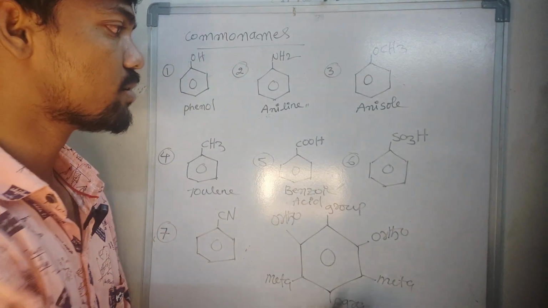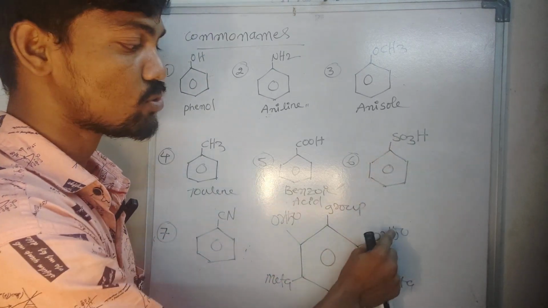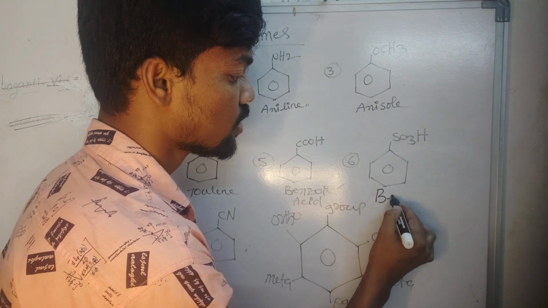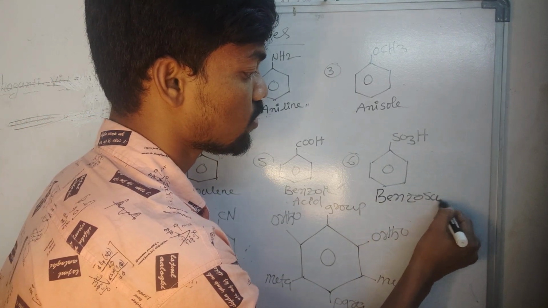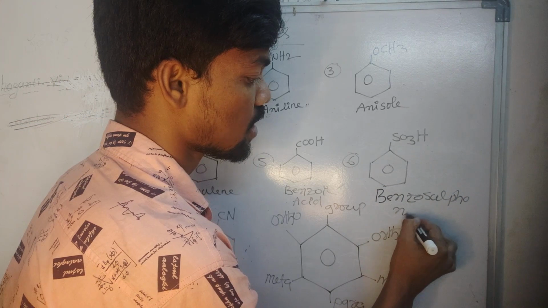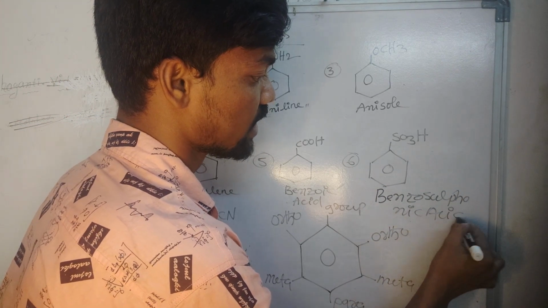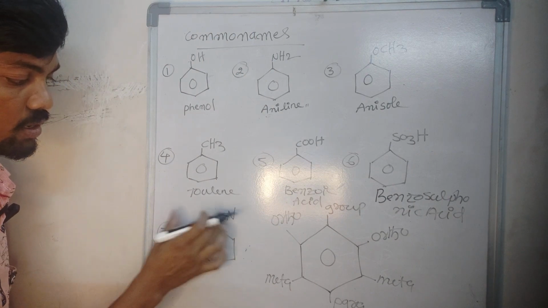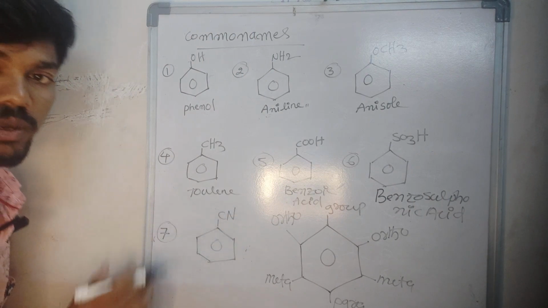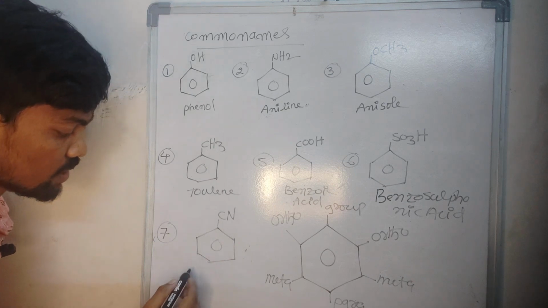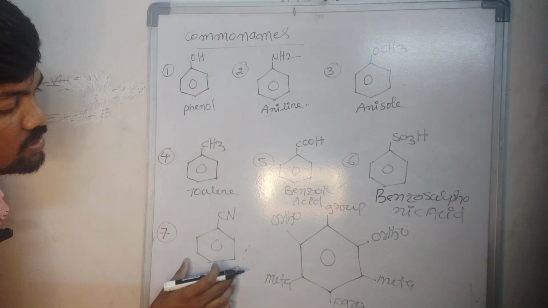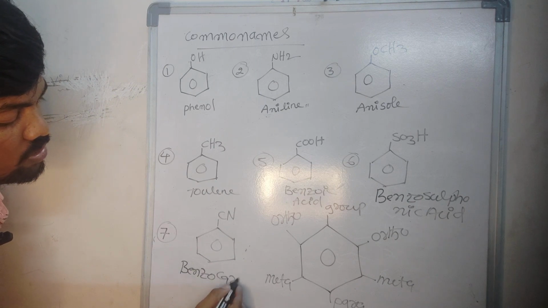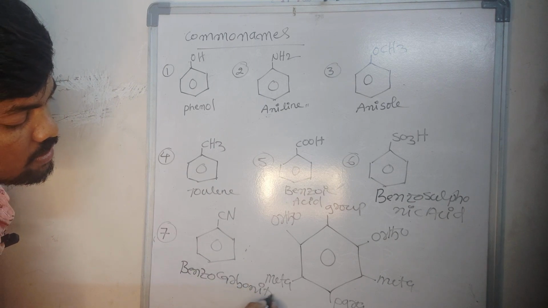Now coming to this point, this is sulfonic acid. This is benzenesulfonic acid. We call it benzenesulfonic acid. So friends, here this is benzocarbonitrile. This is called benzocarbonitrile. You can write like this.